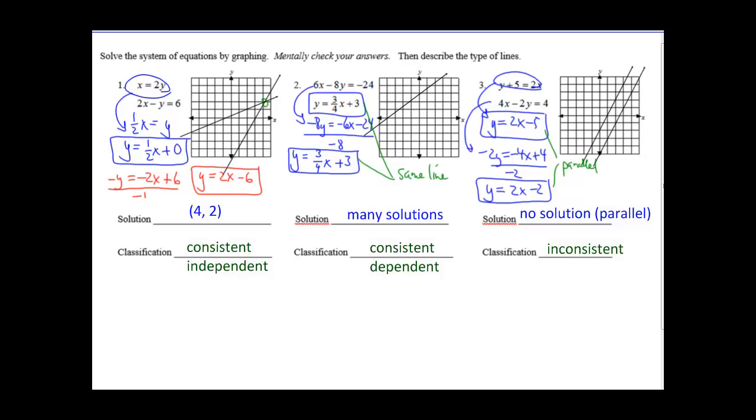By solving the two equations in number 3, you get two lines that are parallel because they have the same slopes but different y-intercepts, so they're graphed over here on the right. Okay, they do not intersect, so there's no solution, and therefore, because there's no solution, they are inconsistent.